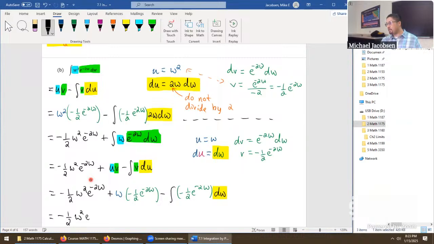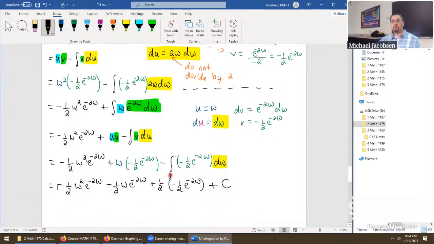Negative 1/2 w squared e power negative 2w plus, and let me backtrack on the plus, the minus, I always make that weird mistake, minus 1/2 w e to the power of negative 2w. Over here, this is going to turn into a plus due to the double negation. 1/2 is still out in front, so this is going to be plus 1/2. Now we're just taking the antiderivative of e negative 2w, which we've done twice already. This is the expression. So it'll be a negative 1/2 e power negative 2w plus a constant.